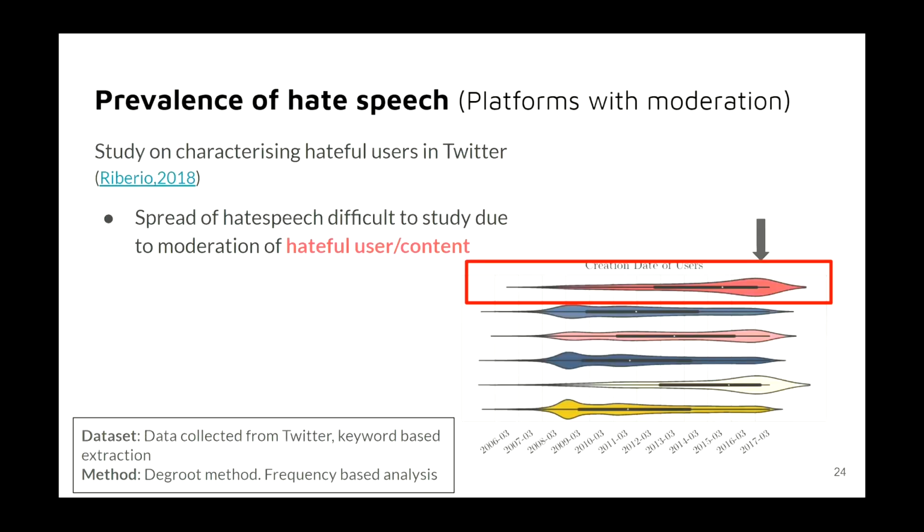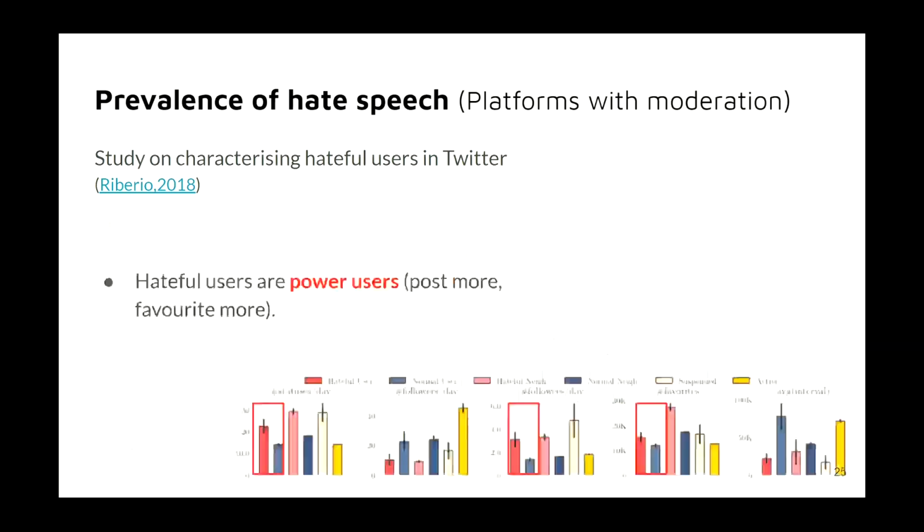Now moving on to the platforms with moderation. Naturally, one of the key challenges while dealing with platforms with moderation is that people or content might get moderated, which is clear from this figure, in the red bar, which shows the hateful users. As you can see, most of their joining dates are towards the end of the data collection, which suggests that they may have gotten moderated due to Twitter's policy. Hence, it is difficult to study the overall evolution of such users, but this paper tries to study the characteristics of such users in different strategies.